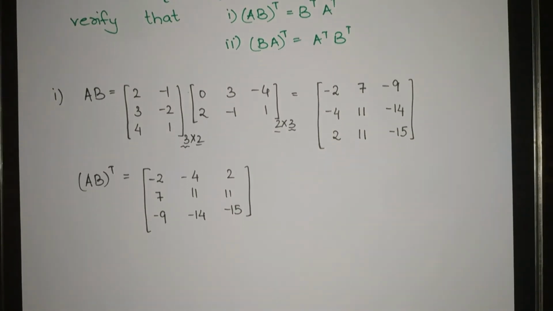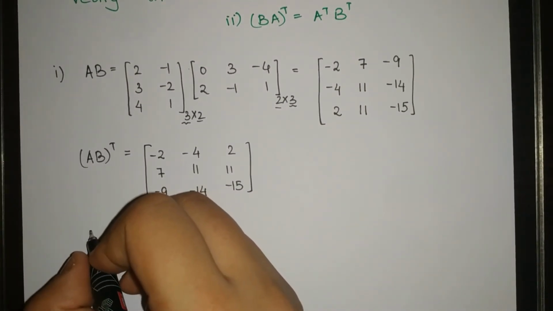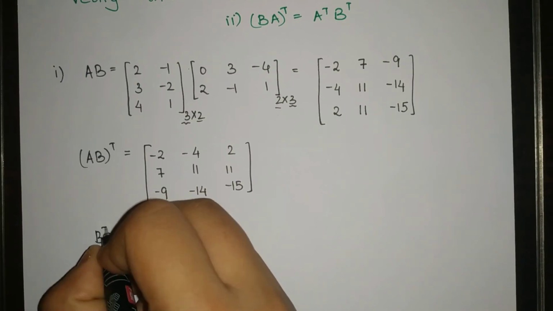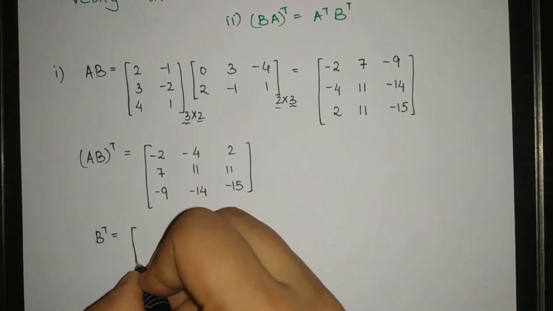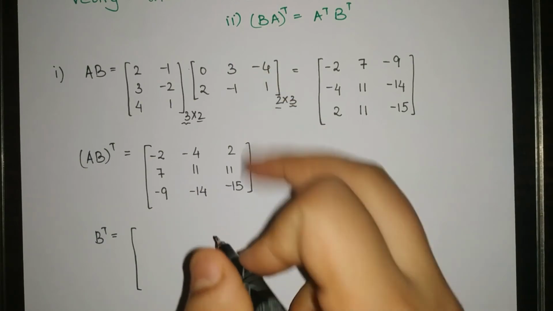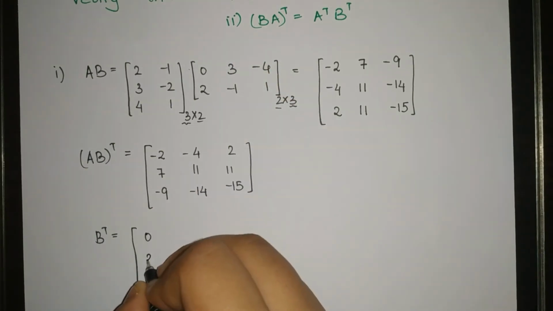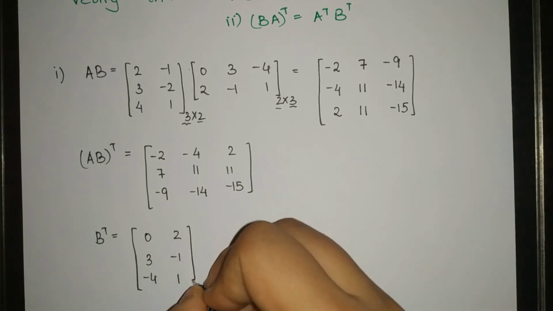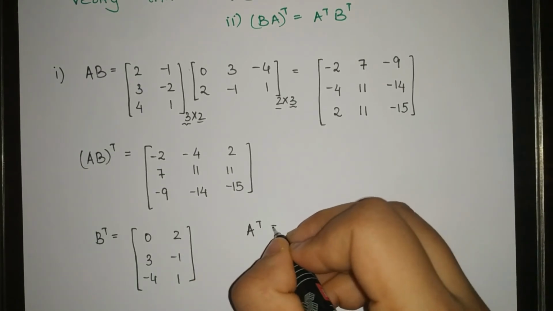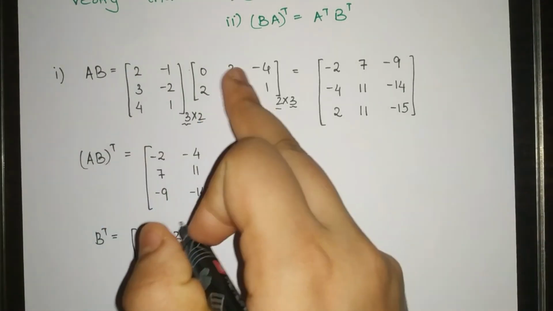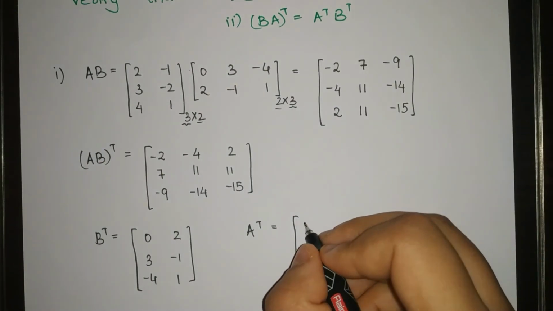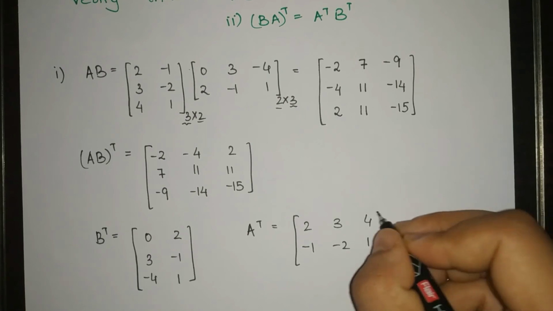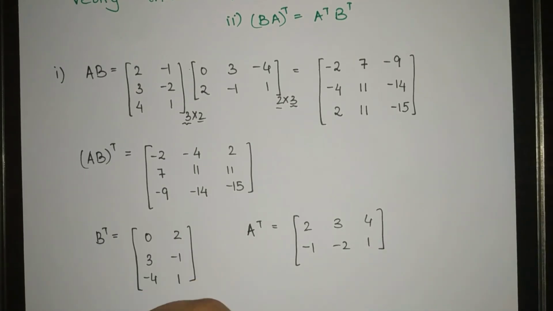Okay, now next we want to find A transpose and B transpose और फिर उसको भी मल्टीप्लाई करना है. पहले B transpose निकालते हैं. तो ये मैट्रिक्स का ट्रांसपोज लेना है. सो इट इज 0, 3, -4, 2, -1, 1 एंड ए ट्रांसपोज भी ढूंढते हैं. दिस इज इक्वल टू, अभी ये 2 क्रॉस 3 बन जाएगा. सो इट विल बी 2, 3, 4, -1, -2 एंड 1. नाउ वी हैव टू मल्टीप्लाई दीज टू.